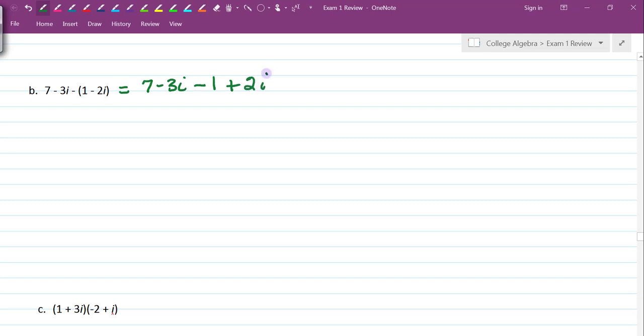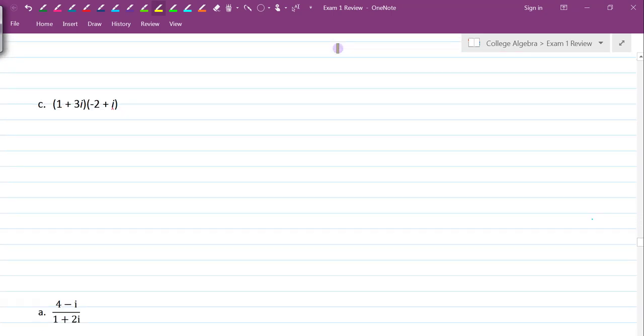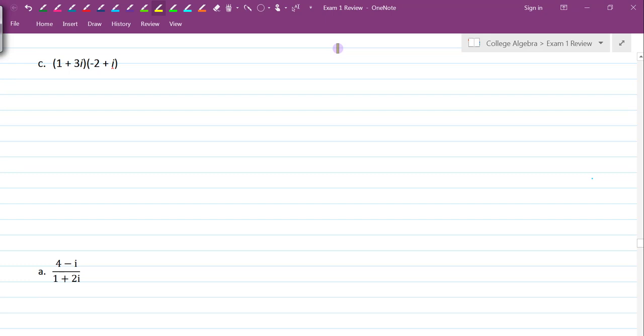Now we're going to combine like terms, and we have 7 minus 1, so that's going to give me 6. We have negative 3 and a positive 2, and that's going to give me a negative i. So that is my answer for part B, 6 minus i. We're going to go on to part C.